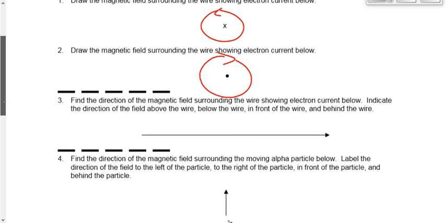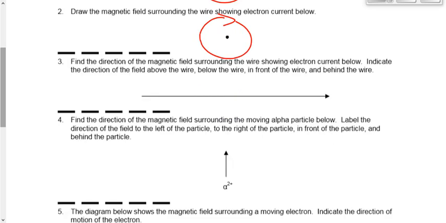Next one. This is where they get tricky. This is like the one we just did as well. Above the wire, my fingers are pointing into the page. Below the wire, my fingers point out of the page. In front of the wire, my fingers point up the page. And behind the wire, my fingers are pointing toward the bottom of the page, down the page, like this.